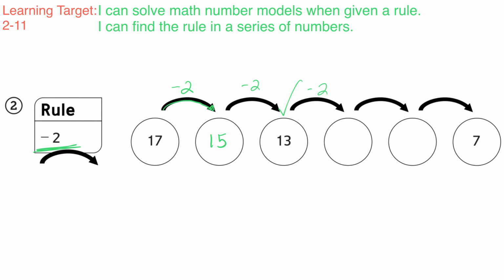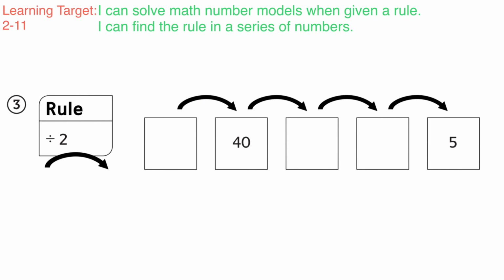13 minus 2 equals 11. 11 minus 2 equals 9. And let's see if this fits with our last one. Does 9 minus 2 equal 7? It does. So that fits with our rule being minus 2. And we work in the order of these arrows. So make sure your notebook is caught up with mine. We're going to move on to the next problem.